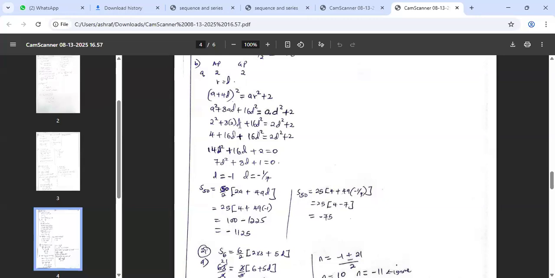If you expand and collect like terms, we end up with 14D squared plus 16D plus 2 equals 0. If you solve, you get your D as -1 and the other one as D equals -1/7. Then using the two common differences, you're going to get S50 as -11/25 and -75.